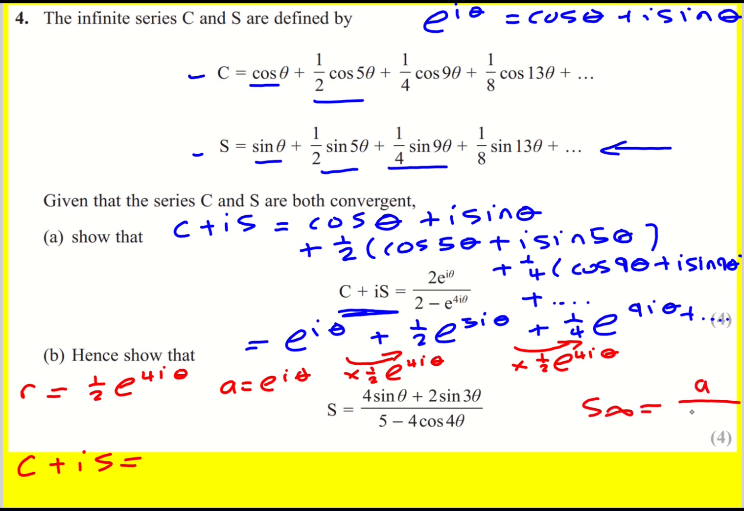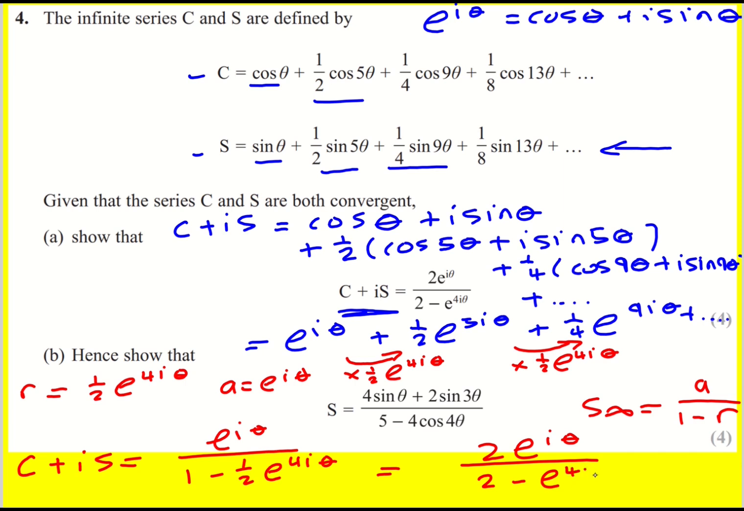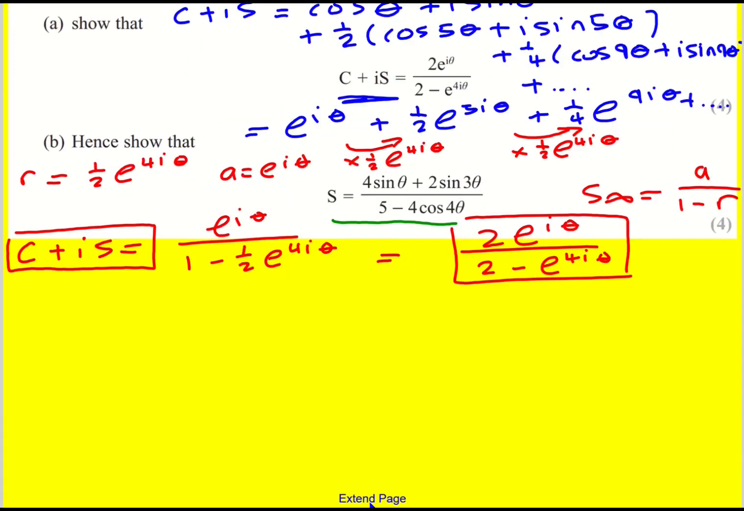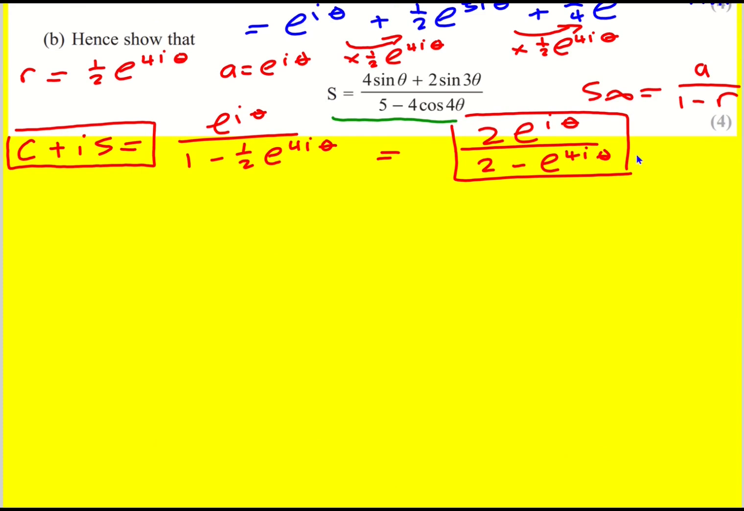This isn't in the formula book, of course, but it's so simple I'd learn it if I were you. We're going to get e^(iθ) over 1 minus a half e^(4iθ). And we're nearly there, just multiply top and bottom by 2: 2e^(iθ) over 2 minus e^(4iθ). Let's show that this is true. So what we're going to be doing is looking at the imaginary part of the left-hand side and therefore the imaginary part of the right-hand side.